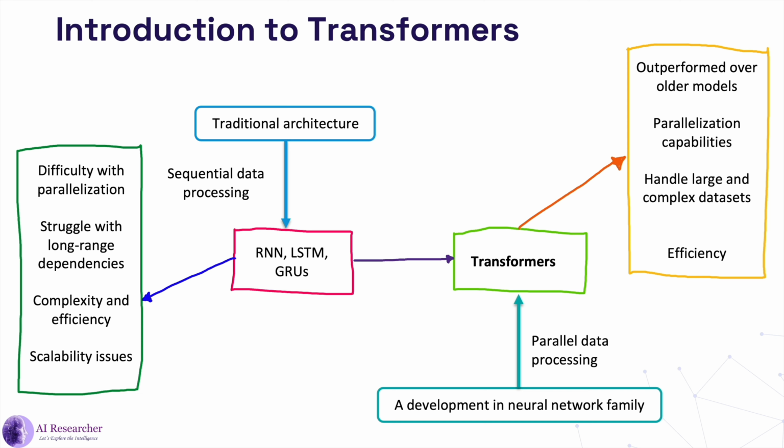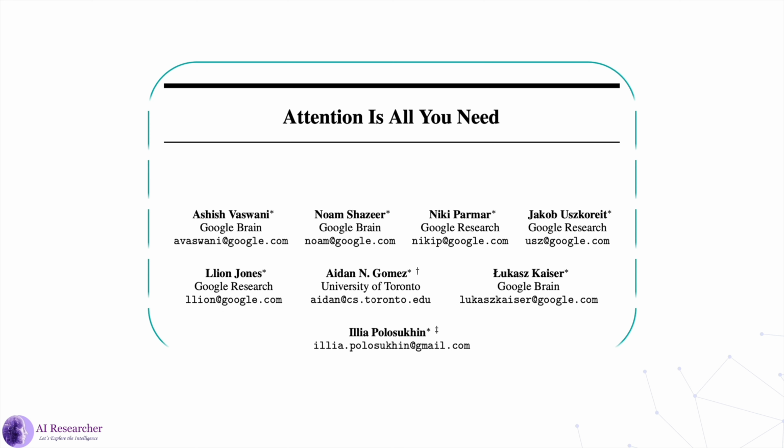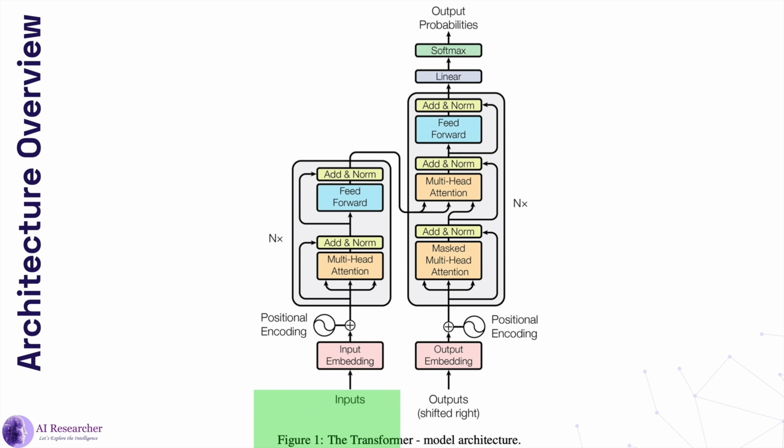So let's see the research paper which is based on the transformer model. The transformer model was first introduced in the paper Attention is All You Need by Ashish Vaswani in 2017, from the organizations Google Brain, Google Research and University of Toronto. The transformer architecture is divided into two primary components. The first one is the encoder and the second is the decoder.